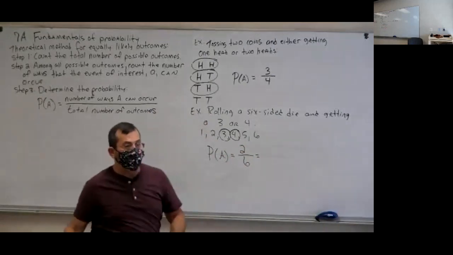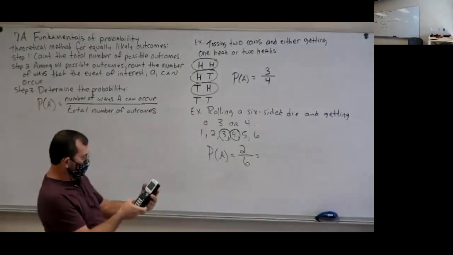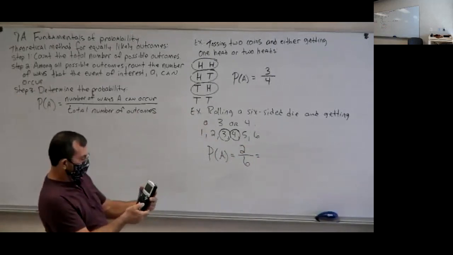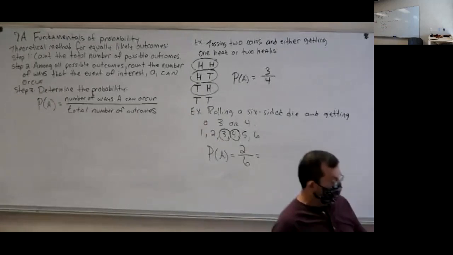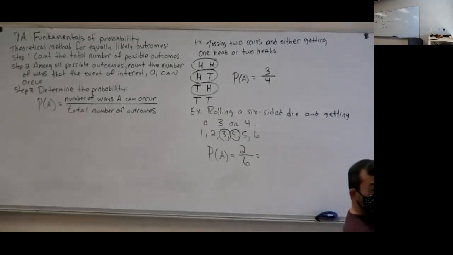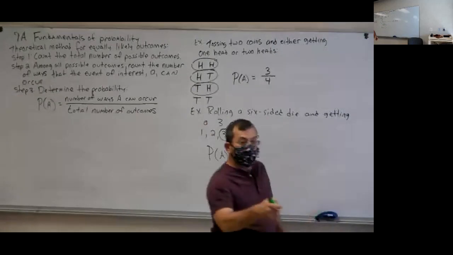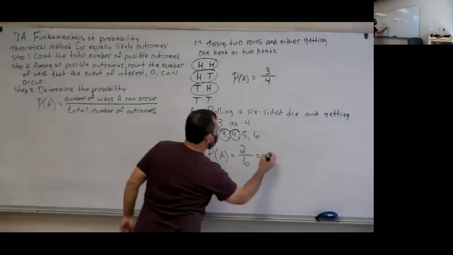Now, if you divide 2 by 6 on your calculator, that'll give you like a 0.333. Hit math and enter twice, and it'll turn that back into a reduced fraction, which I got as 1 over 3.